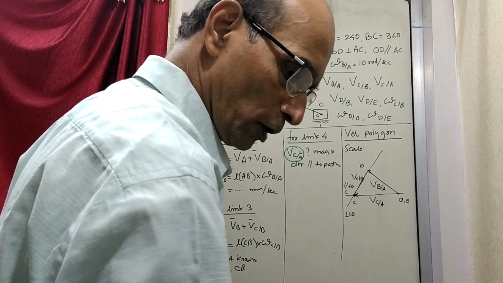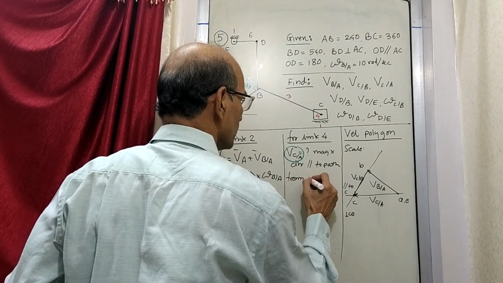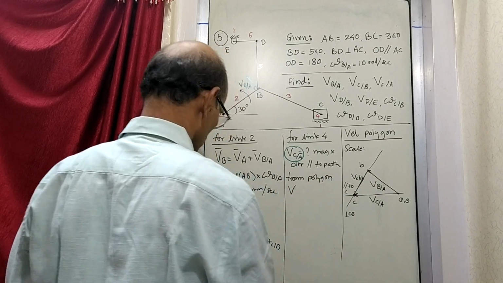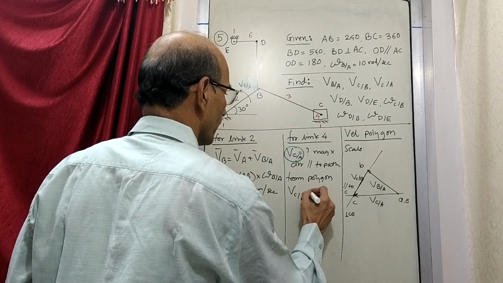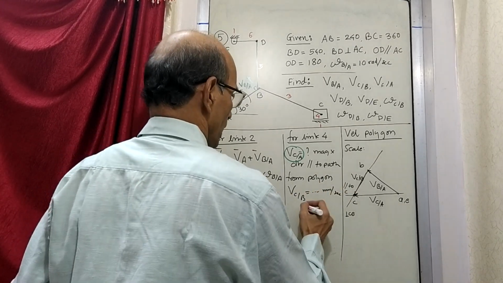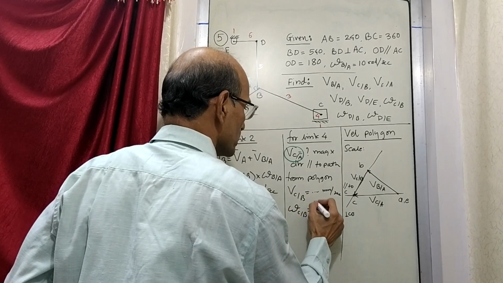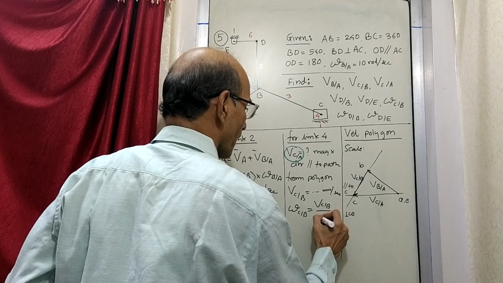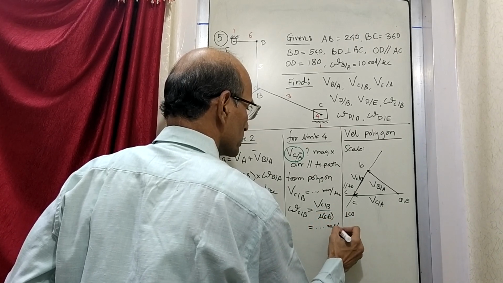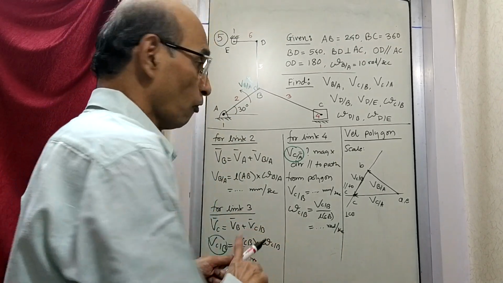Since the polygon is complete, from the polygon you will get the values of this directly. And because you get the velocity, you can find out the angular velocity now, which is V upon R. So you will get some value in radians per second. And what will be the direction of this angular velocity?